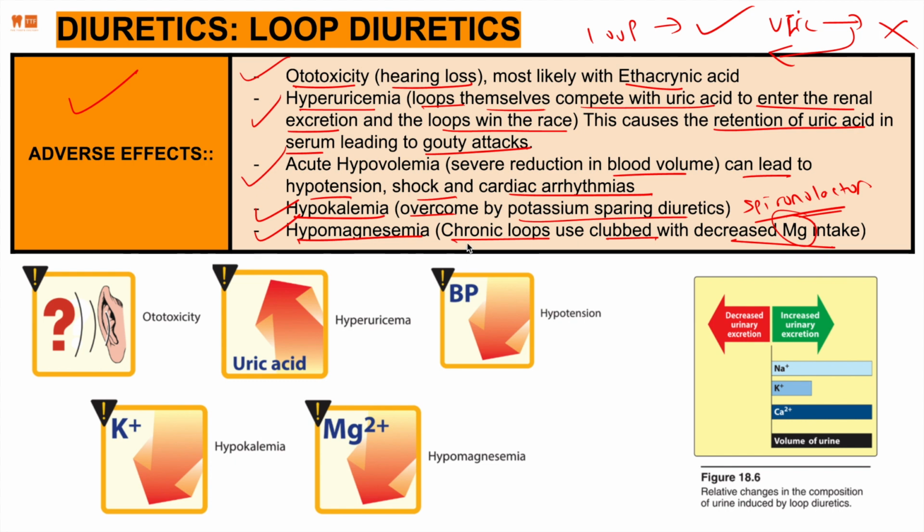So, what are the summarized loop diuretic side effects? Ototoxicity, hearing loss, hypokalemia, hypomagnesemia, hypotension, but hyperuricemia. And this is the diagram from our previous slide as to what the effect on calcium is. Hypocalcemia.